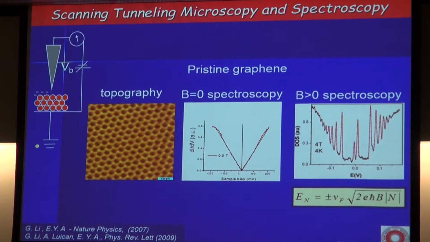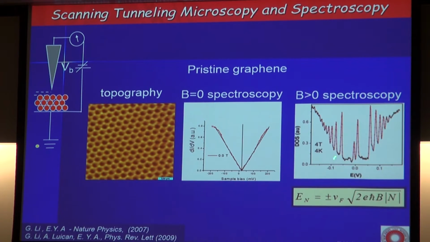And some of the experiments that we can do: you see this is the topography, a beautiful honeycomb structure. Spectroscopy in zero field, you see the linear density of state, vanishing here at the Dirac point, with a little bit of an offset between the Fermi energy, which is at 0, and the Dirac point, that tells us exactly what the local charge is. You apply a magnetic field, and you see these beautiful Landau levels showing up. This does not happen when you put graphene on silicon dioxide. This sample is graphene sitting on a graphite substrate. It's as clean as you can get it.